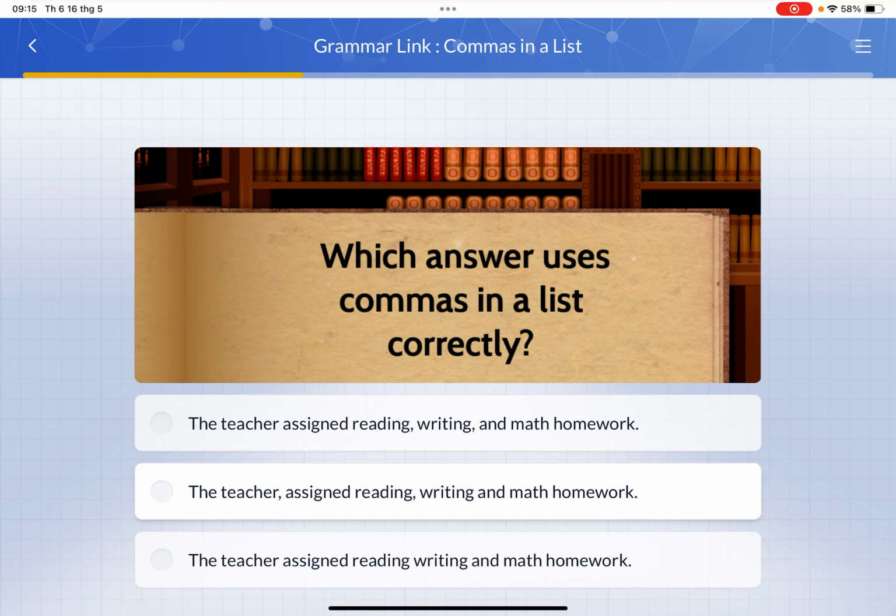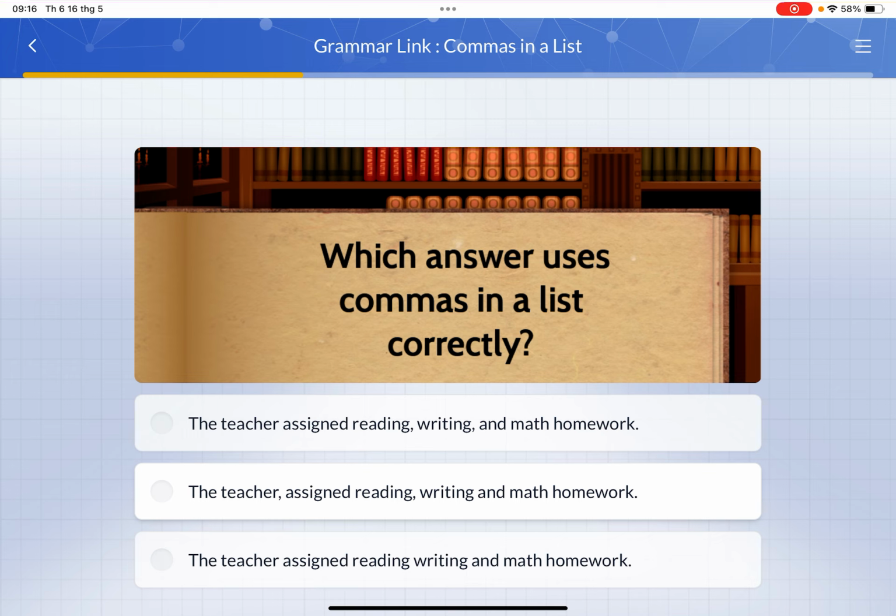Which answer is okay? So same thing. Okay, the first choice is sort of correct. It's correct because you see we have the teacher assigned some homework, and they're reading, writing, and math homework. So that's 3 things in your series of items here. So remember, there's only 3 things like that. Never before that. So the first choice would be correct.